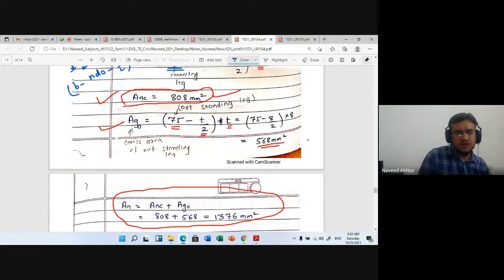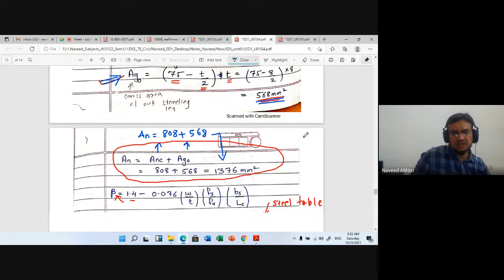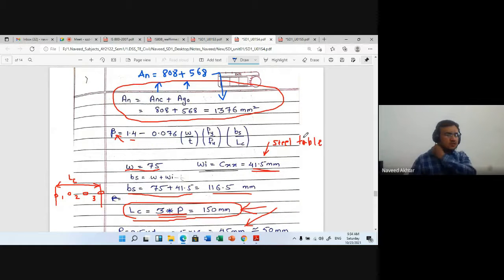Similarly, the area of outstanding leg you have to find out, because the outstanding leg is having shear lag effect. So the outstanding length is 75, the shorter leg is 75 minus T by 2 into T, you get the area of outstanding leg. If you add this, then the total net area you can find out, that is 808, the area of connected leg, plus area of outstanding leg 568. If you add this, you would get the value 1060. So this you find out, the area ANC and Ag0, you know.